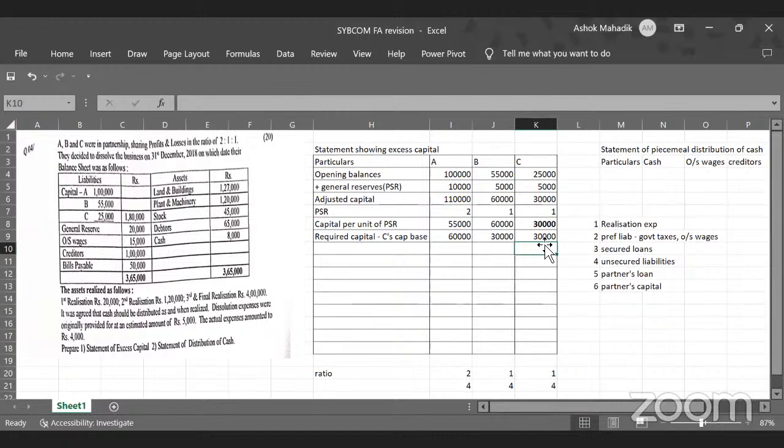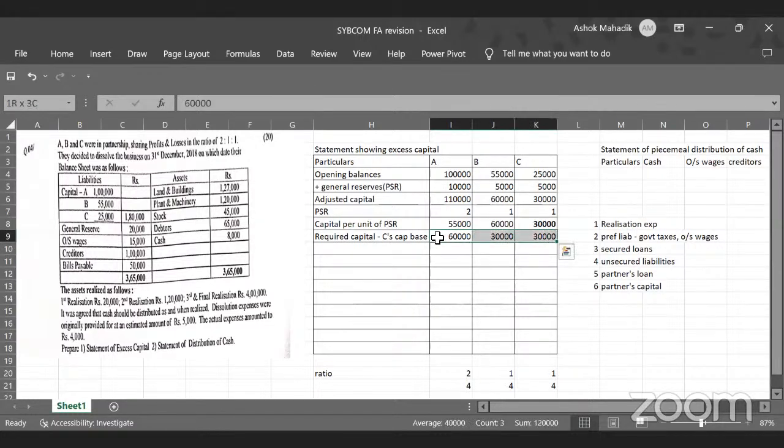Divide adjusted capital by PSR. You will get how much they have brought in capital per unit of share they are getting. So A has brought 55,000 for one share, B 60,000, and C only 30,000 for one share. If we take C's share as base, then required capital is PSR multiplied by this 30,000 for all the partners. So 30,000 into 2, 60,000; 30,000 into 1, 30,000; 30,000 into 1, 30,000. This is what is required if we take C's capital as base.